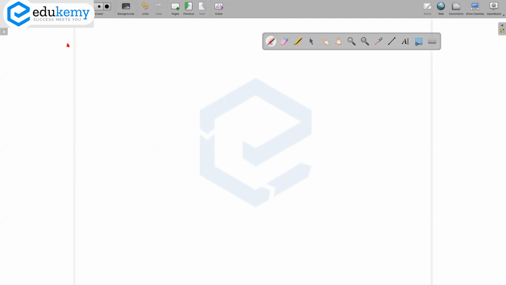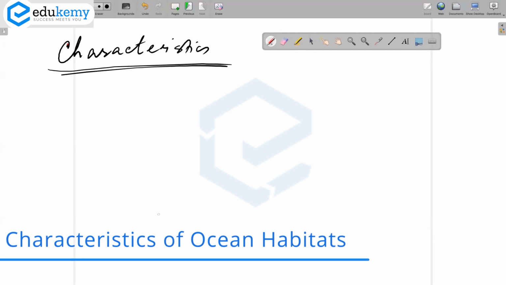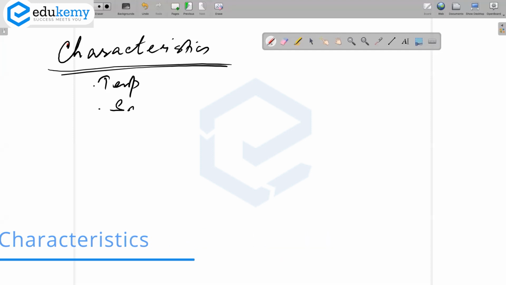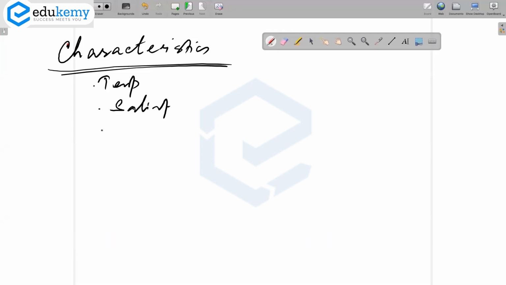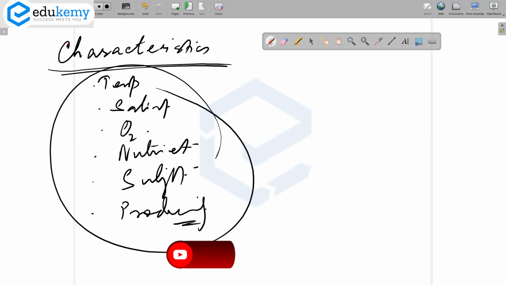This is an important part. What are the characteristics? Some properties, right? We'll talk about temperature. We'll talk about salinity. You can talk about oxygen content. You can talk about nutrient content. Like you'll talk about sunlight. You can also talk about productivity. These are the 4-5 dimensions of characteristics.